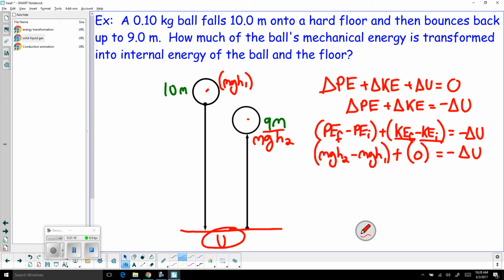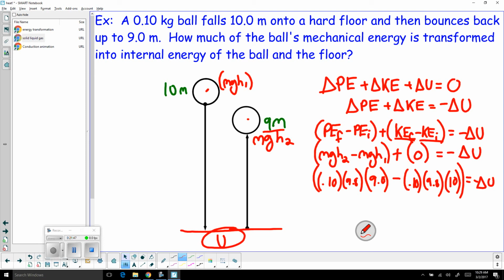So then what I'm going to have here is 0.1 times 9.8 times 9.0 minus 0.1 times 9.8 times 10 equals negative delta U. When I solve all of that out, I get negative 0.98 joules equals negative delta U.